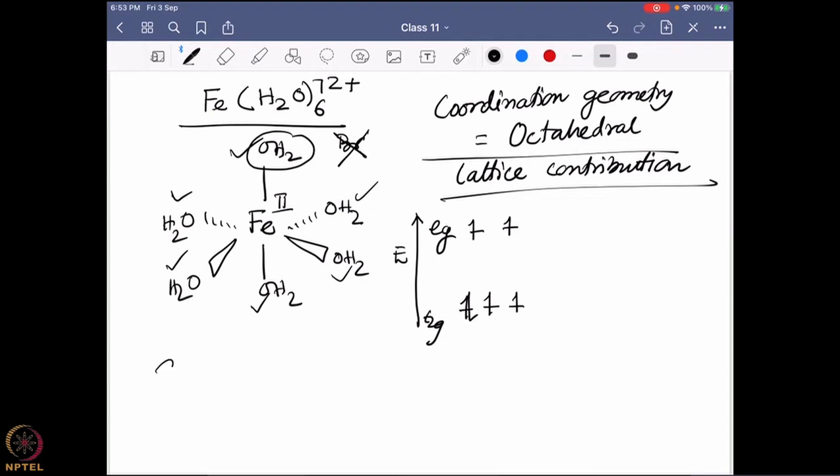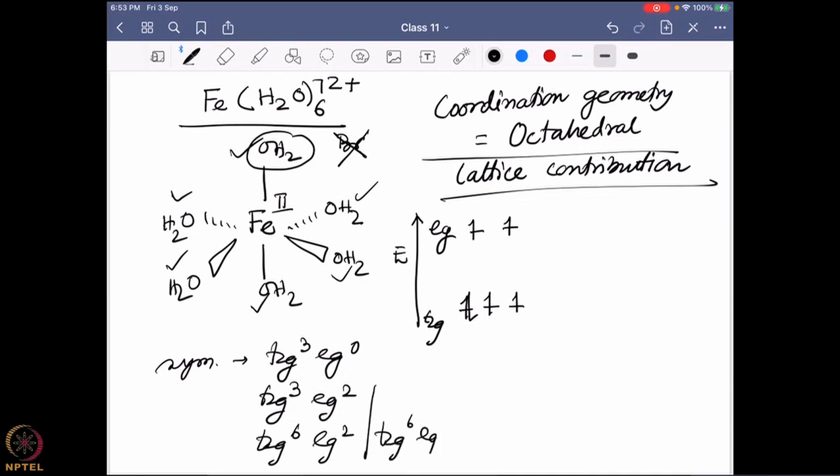Symmetric electronic distribution means if you have a T2G3EG0, it is a symmetric electronic distribution. If you have T2G3EG2, it is symmetric electronic distribution. If you have T2G6EG2, symmetric electronic distribution. If you have T2G6EG0 for low spin complexes, that is symmetric electronic distribution. But this one is not. EG is fine. But in the T2G case, not all the orbitals have similar electron density. So that means it has some inhomogeneity. Such electronic inhomogeneity coming from the electronic distribution is known as the valence contribution.